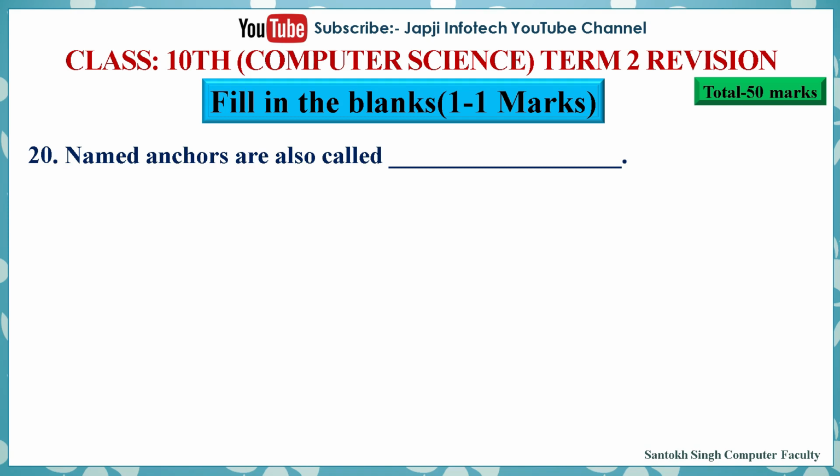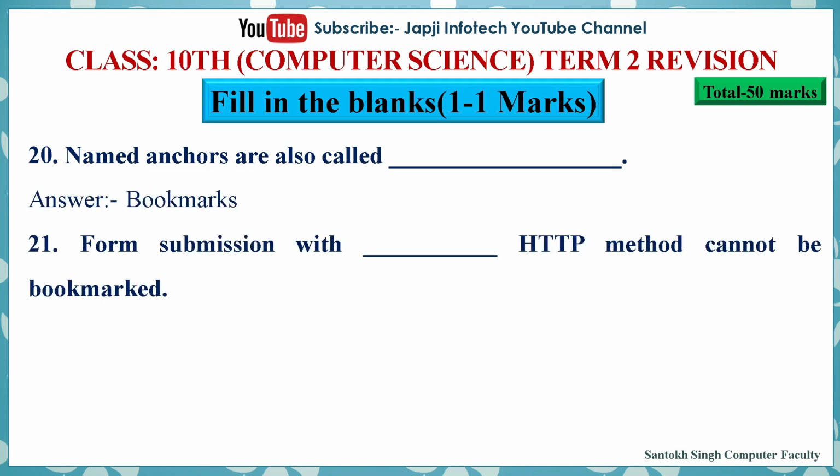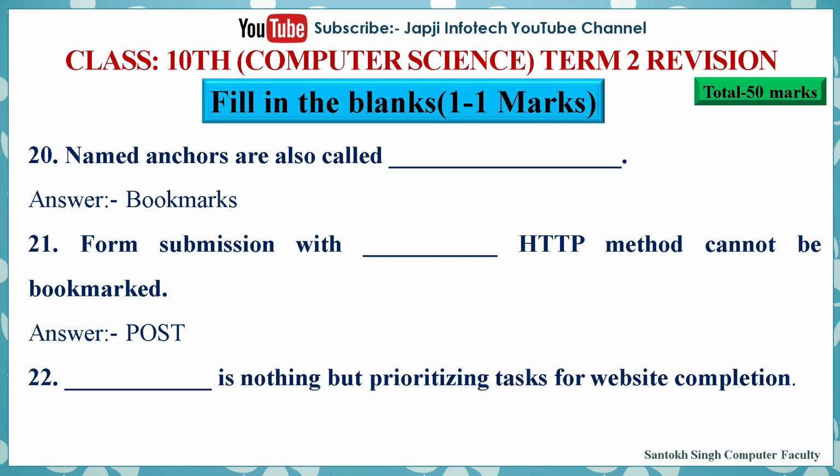And the 20th one is named anchors are also called dash. So the right answer is named anchor are also called bookmarks. 21st one is form submission with that HTTP method cannot be bookmarked. And the right answer is post method. And 22nd one is dash is nothing but prioritizing task for website completion. And the right answer is planning.